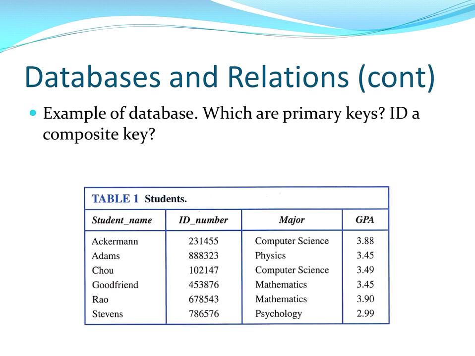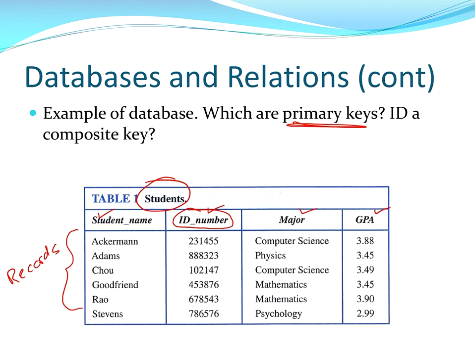Here I have a database of students, and the fields are name, ID, major, and GPA, and here are all the records. Which is the primary key? Well, one would expect that the ID number would be a primary key. No 2 students should have the same ID number. But is there a composite key that we can pick out of this?